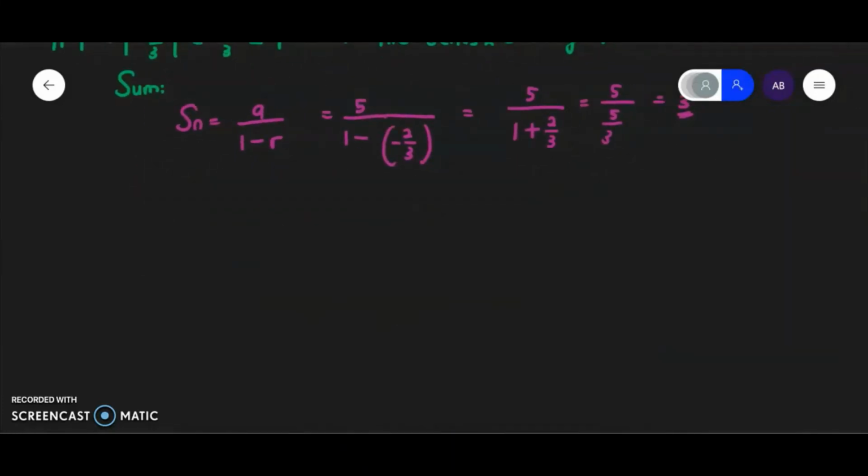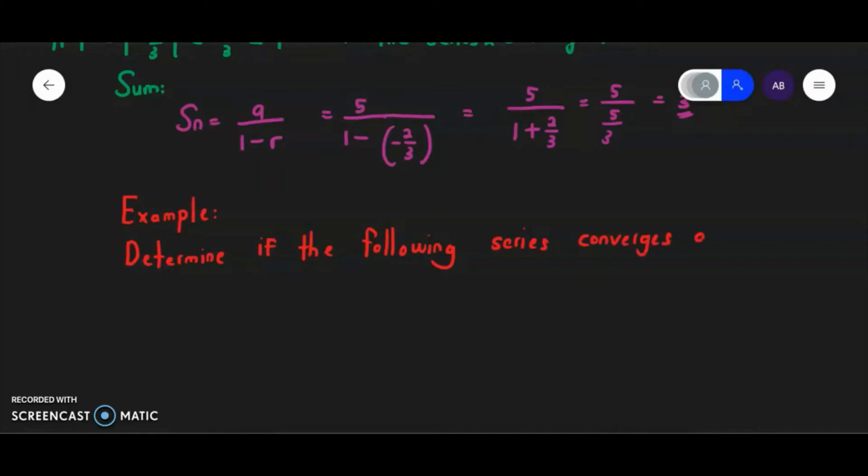Okay, now let's look at another example. Let's look at a second example. Now the second example is given as this. Determine if the following series converges or diverges. Okay, this is the series: the sum from n equals 1 to infinity of 2 to the power of 2n, 3 to the power of 1 minus n. Determine if the following series converges or diverges.